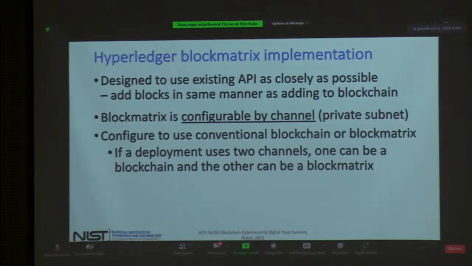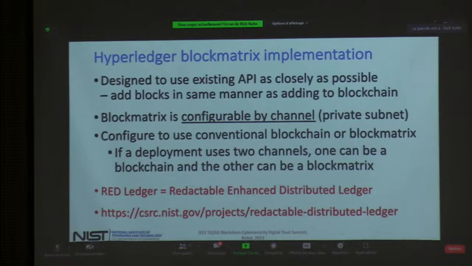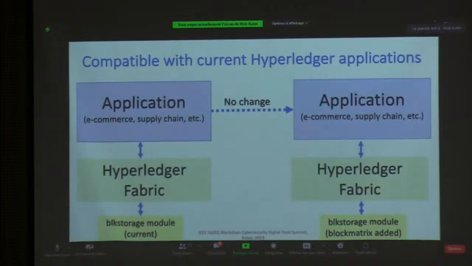Okay, very good. Hyperledger uses the concept of channel, which simply means a private subnet. And so we can make this feature configurable by channel. If you want, you can have a single deployment that uses multiple channels, so that one can use blockchain and the other can use this block matrix function. And we have a website that shows where the code is. This is just what we've tried to do.